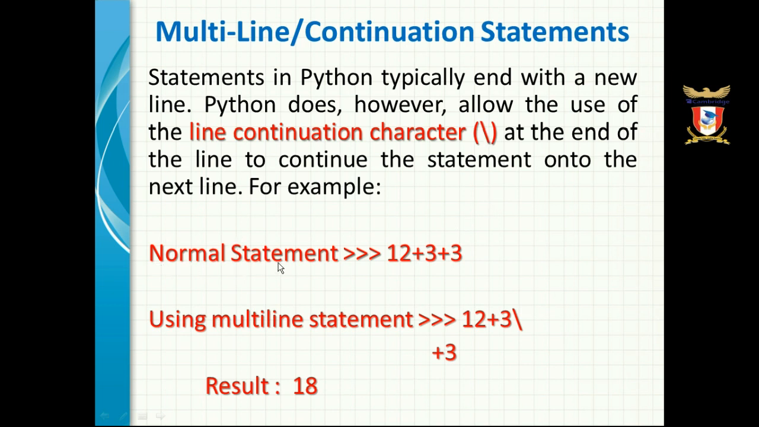So for example, in this example, a normal statement, if you want to calculate the sum of three numbers, then the normal statement will be 12 plus 3 plus 3. It will generate 18 as a result. Then if you want to divide this statement into multiple lines, then you can use 12 plus 3 and this part you want to move to the next line as a next statement. Then what you have to do, you have to use this slash symbol at the end of this line. That means 12 plus 3, then slash plus 3.